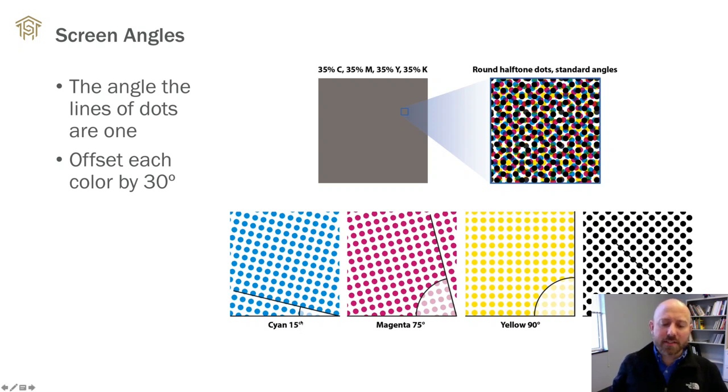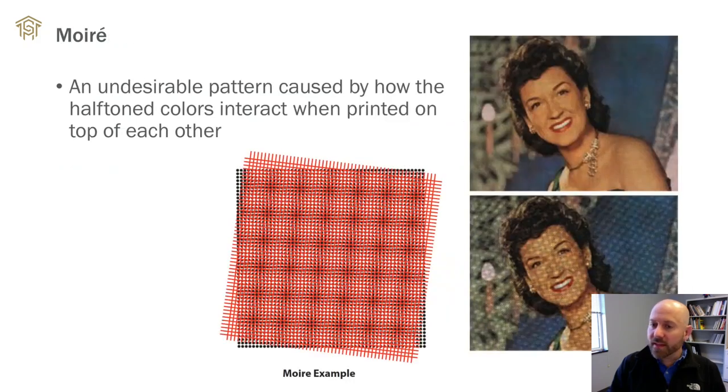So you want to offset them by particular amounts. Right here, these are just some very generic default angles that are used for the different colors. Generally what you want to do is offset each color by 30 degrees, and by doing that, that makes the color look the most vibrant, and it also avoids a very destructive thing that can occur. And that is what's called moire. What's funny is that when you have a pattern and you introduce it to another pattern, depending on how those angles interact with each other, it can create a tertiary pattern.